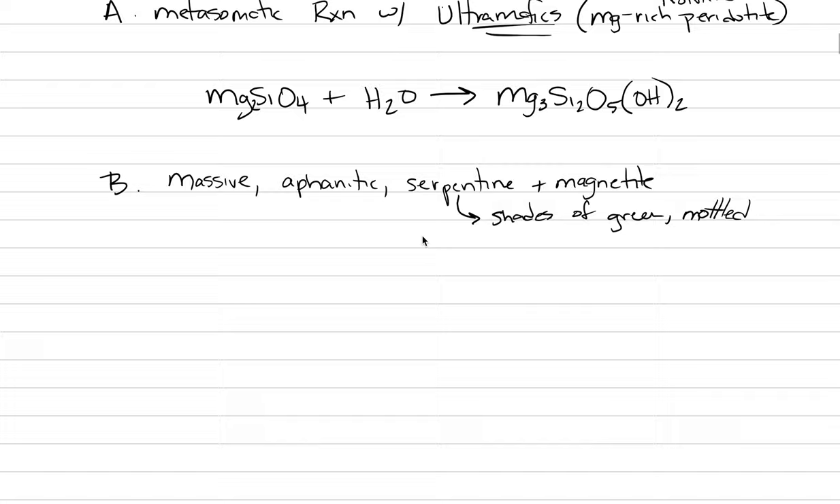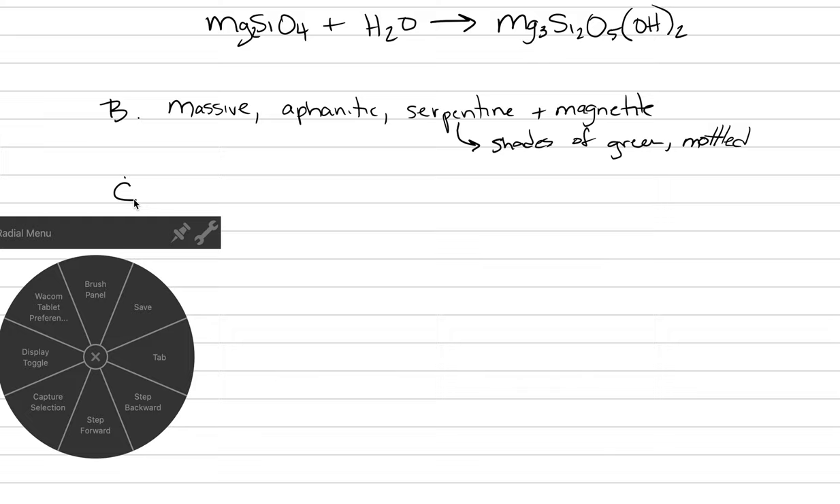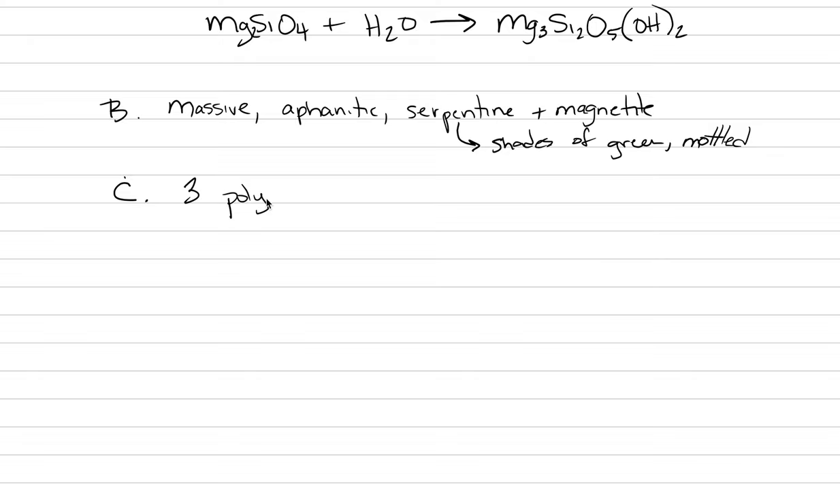Serpentine. There are three different polymorphs of serpentine. Polymorph means same chemical formula, but different crystalline structure. Do you remember what those three are? They are lizardite, antigorite, and finally, chrysotile.